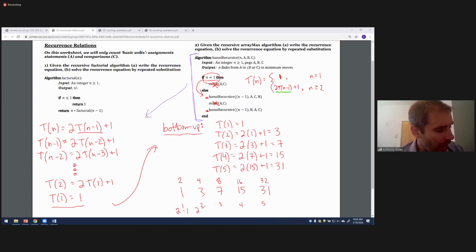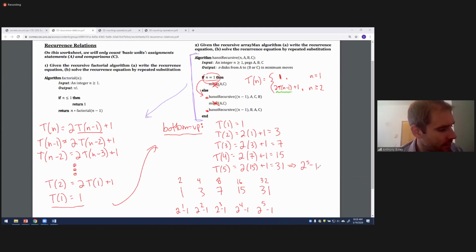This is 2 to the power of 2 minus 1. This is 2 to the power of 3 minus 1. Oh, not minus 3. 2 to the power of 3 minus 1. 2 to the power of 4 minus 1. 2 to the power of 5 minus 1. So yeah, this 31 is actually 2 to the 5 minus 1.